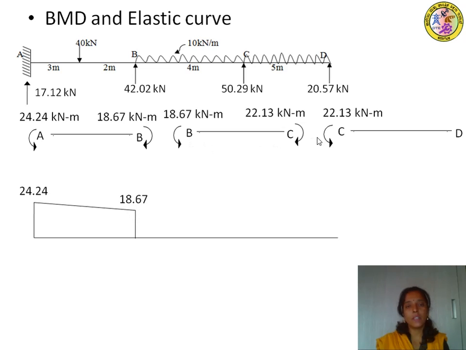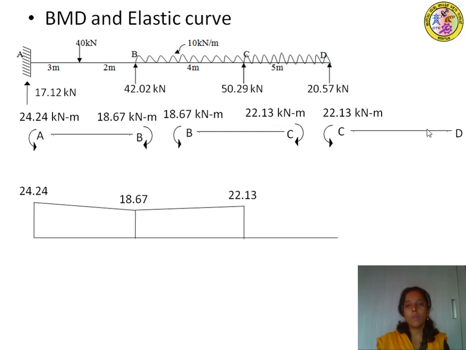Next we will consider BC member. Again BC, at B we have an anti-clockwise moment, left thumb. So left thumb is moving in the upward direction. So the same point can be considered. And for CB, this C is the right end. So the direction of right thumb, again it is moving in the upward direction. So mark a line for 22.13 kilonewton meter. Then join these two points with the straight line. Okay, so this magnitude is 22.13.